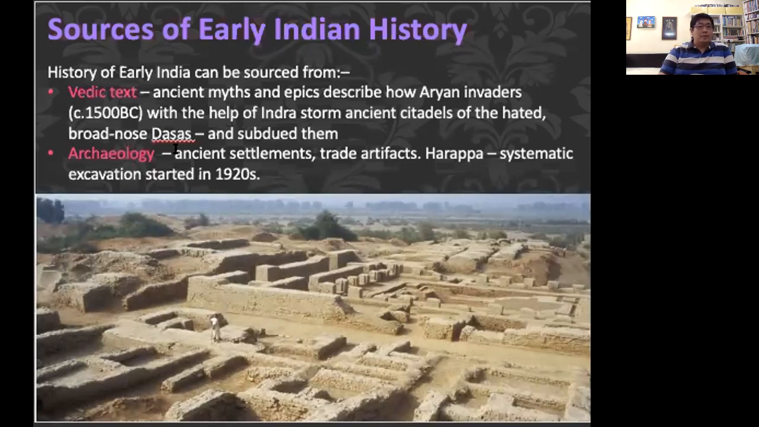Okay, so archaeology is one. Two, you can also source Indian history from Vedic texts, so from Hindu texts. For example, just now we were talking about Indra. The story of Indra Purandara basically tells about how the god Indra comes and attacks all these civilizations in India and then brought about the new Aryan race.